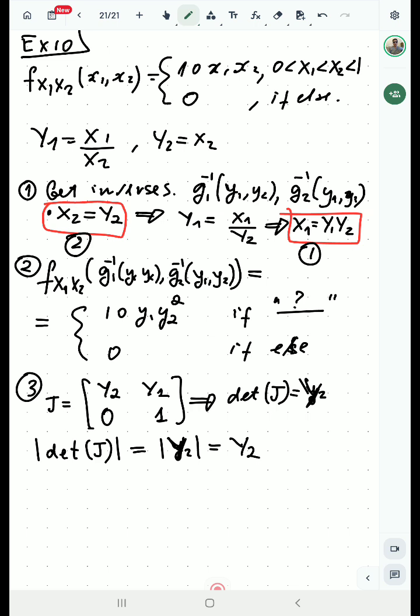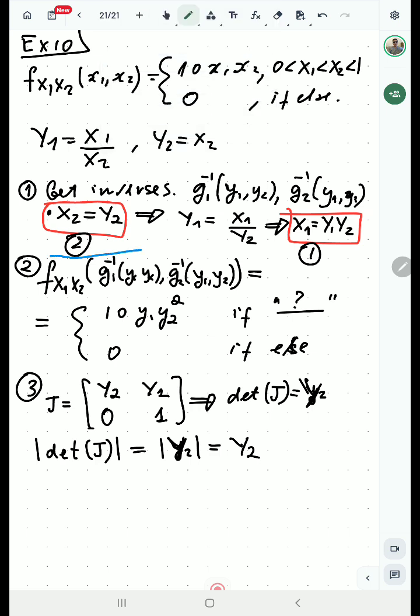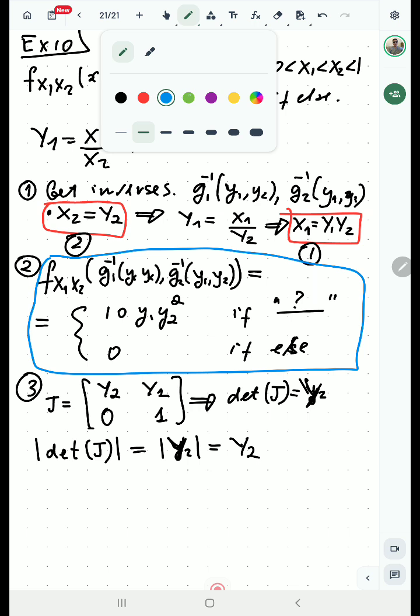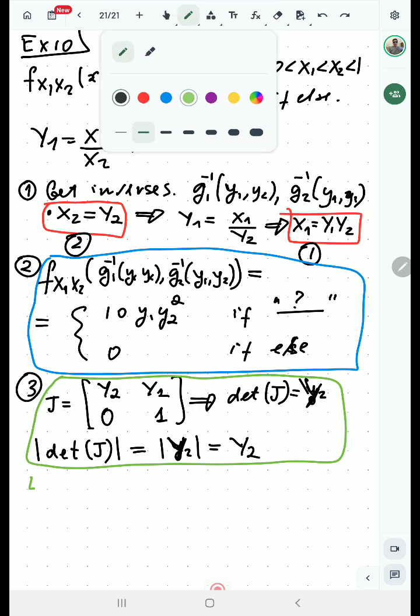What we have to do is we just have to multiply the animal that we have found in the second step, which is this guy, by the animal which we have found in step 3, meaning the thing in the green box should be multiplied by the thing in the blue box. So it's very easy, right?